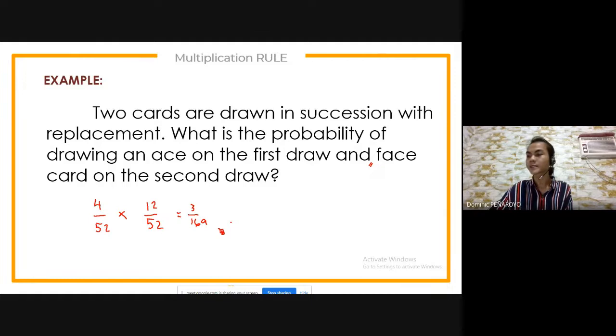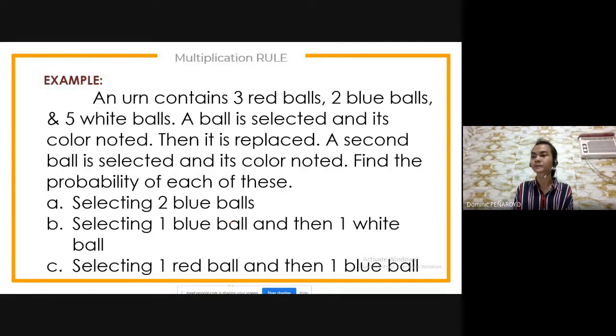Alright, so let's proceed with another example. Meron madami ito. An urn contains 3 red balls, 2 blue balls, and 5 white balls. A ball is selected and its color noted. Then it's replaced. So again, binalik ulit. A second ball is selected and its color noted. Find the probability of each of these. Selecting 2 balls, 2 blue balls.